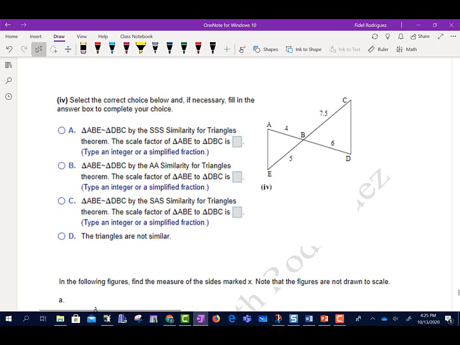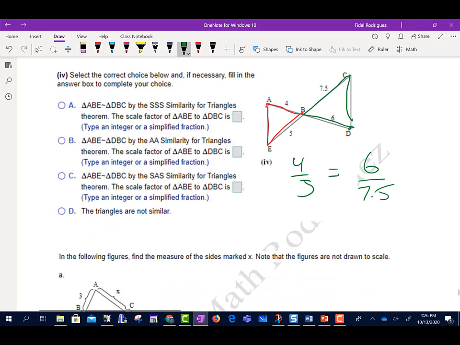And let's see. The next one here, we're going to see if we can figure out the same thing. So we're looking at triangle ABE, this triangle right here, compared to triangle DBC, that triangle there. Okay. So let's see if we can figure out the ratios, okay? So I might say the ratio of 4 over 5 should be equal to the ratio of 6 over 7.5, okay? And we can cross multiply.